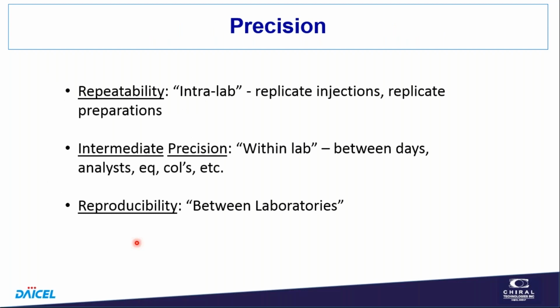I'm not going to go into the precision because that's fairly straightforward. I think most people are well aware of these things, but we do want to know, when we run an analysis and we make multiple injections or multiple preps, is this reliable? Is this going to be technique dependent? Is it really going to matter how the analyst actually performs the experiment? There are some really technique dependent steps.